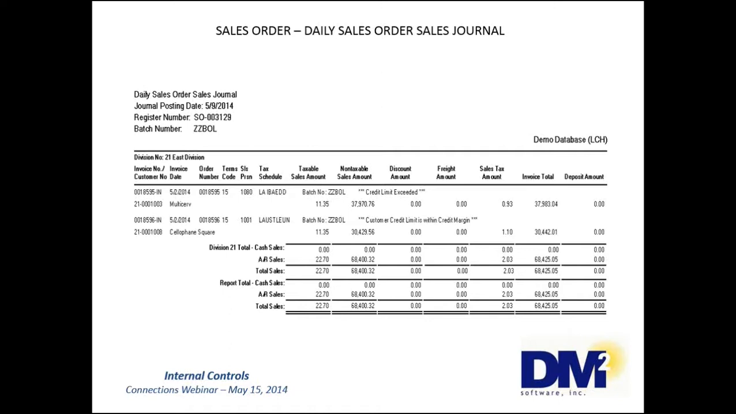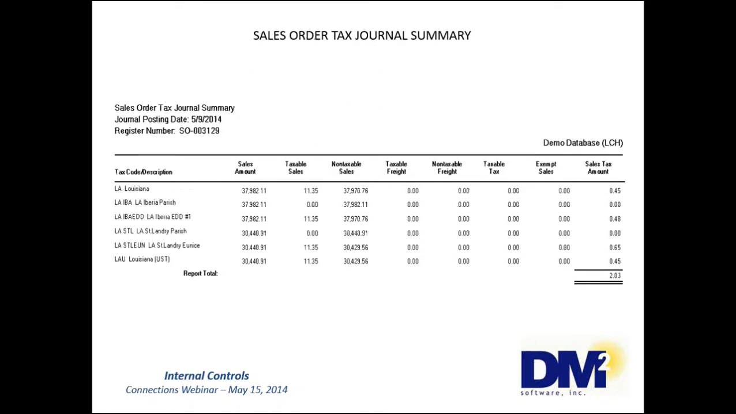On our next slide, we have the sales order tax journal. The sales order tax journal summarizes your sales by tax code and sales amount. You can see how much your taxable sales and your non-taxable sales are for each tax code description. This report provides another checkpoint to verify if your taxable and non-taxable sales look correct. There are many more reports that you can print following this report, depending on how you have your sales order set up. Today, I am only going to be showing you the most common reports.